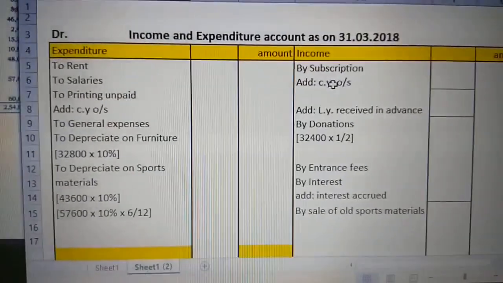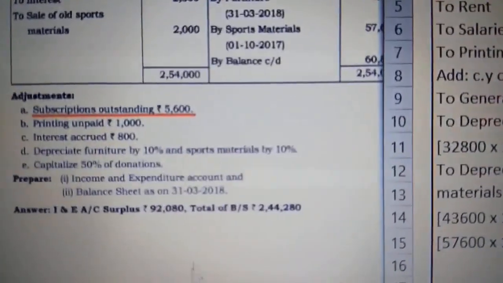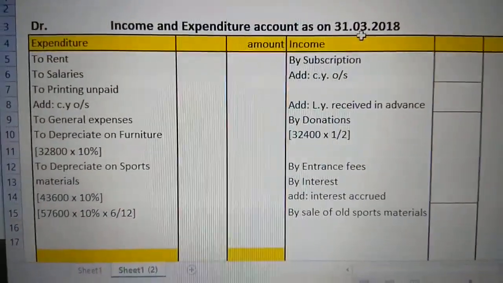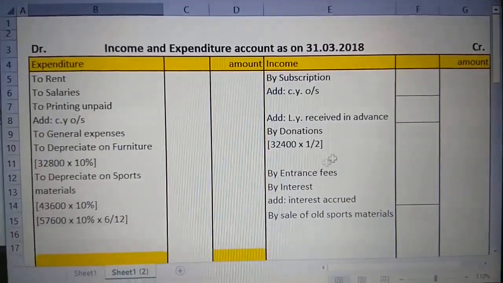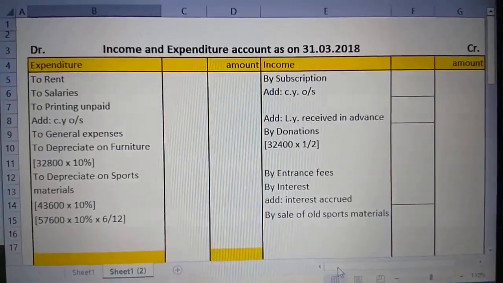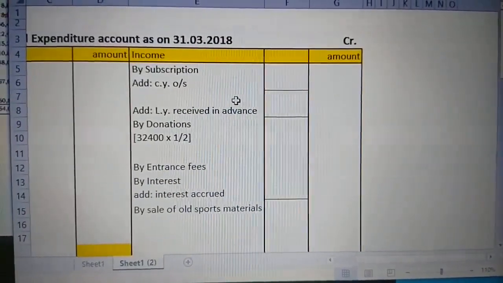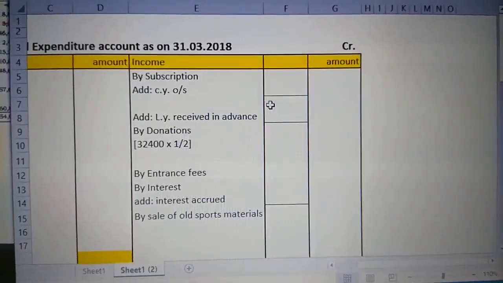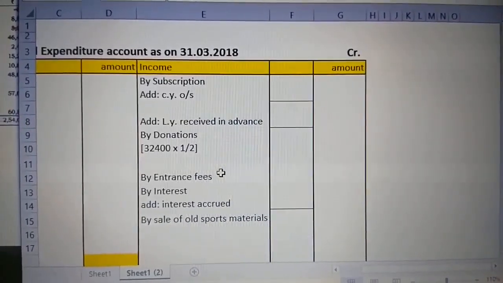Now, coming to the income and expenditure account, they have asked to prepare the income and expenditure account and the balance sheet for 31st March 2018. So the income and expenditure account is also for the same 31st March 2018. I have entered the items under the column. Let us move on to the income side first, because from the receipts account we are going to post in the opposite direction on the income side.